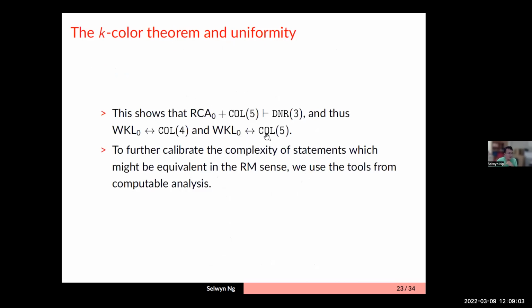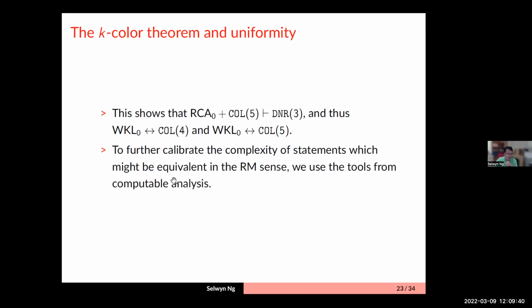Now, what that tells us is that the 4-color theorem and the 5-color theorem can both now be reversed, but there are some slight differences, right? In the first reversal, we did it uniformly for DNR2, but in the second reversal, we didn't. We had to have the help of DNR3. So the natural question to ask is why, and is there anything we can say more?